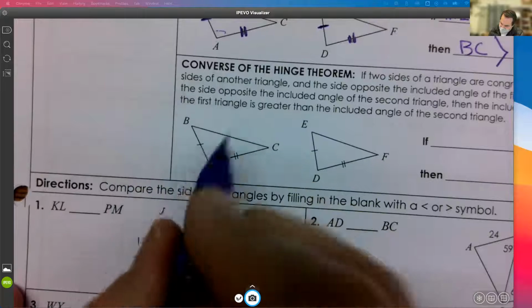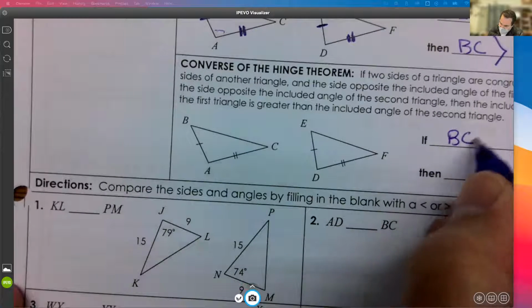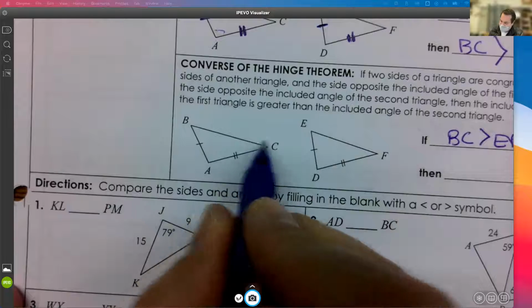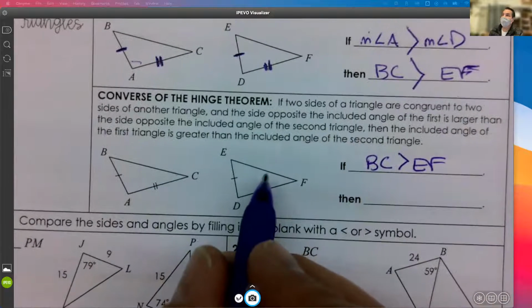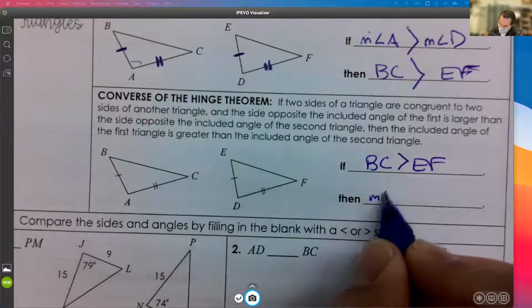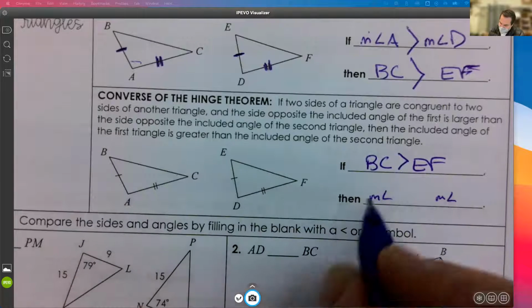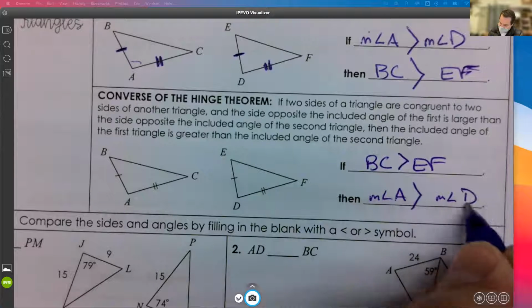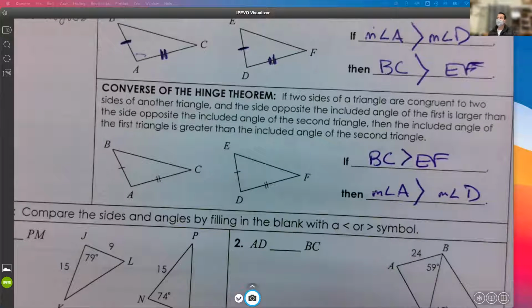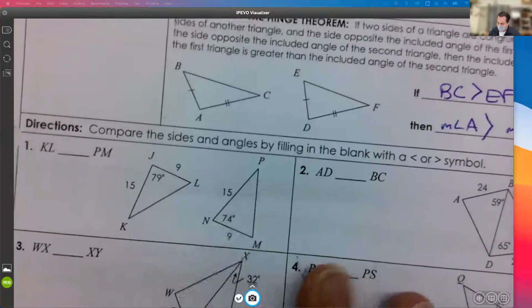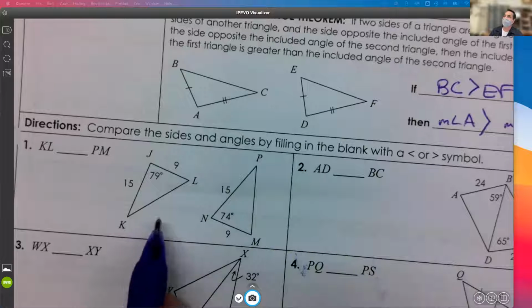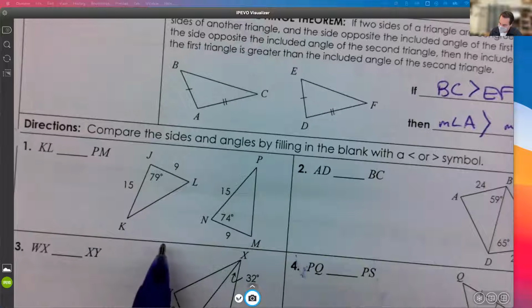And the opposite works as well, the converse. If BC is bigger than EF, then what? If this is bigger than this, then A is bigger than D. It's kind of a limited theorem, right? You've got to have two triangles that are almost the same, and it doesn't even give you the length of the side. It just tells you which one's bigger.